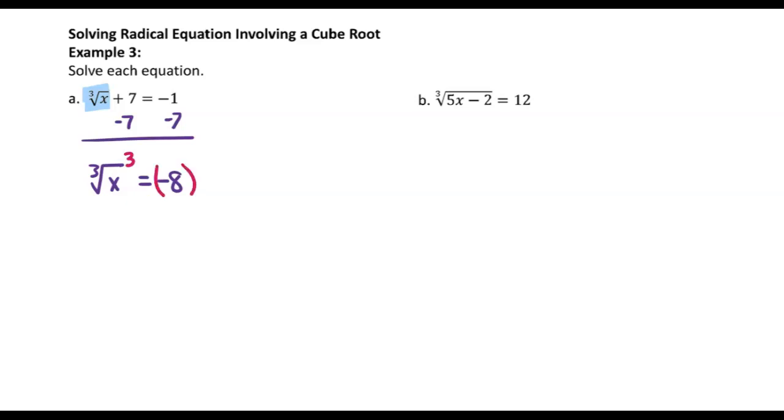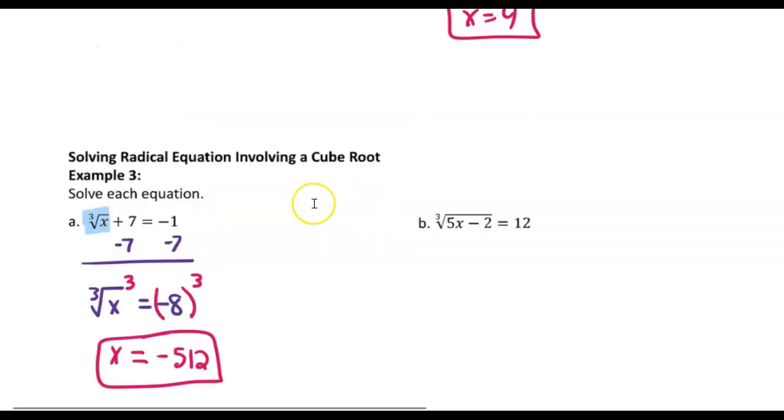Make sure that you put it in parentheses. Anytime the number is negative, whether you're squaring it or cubing it, put it in parentheses with the cubed outside. Or if you're squaring it, put it in the parentheses with the squared outside. So that's important when the number is negative. So we're going to cube it. We get x equals, we type in our calculator, negative 8 to the third. We get negative 512.